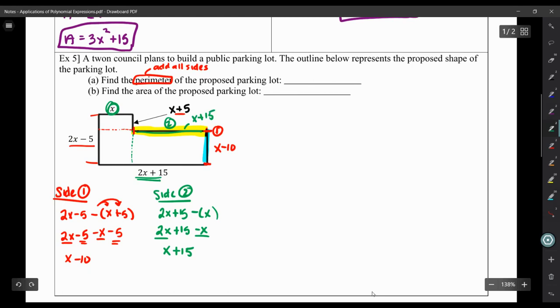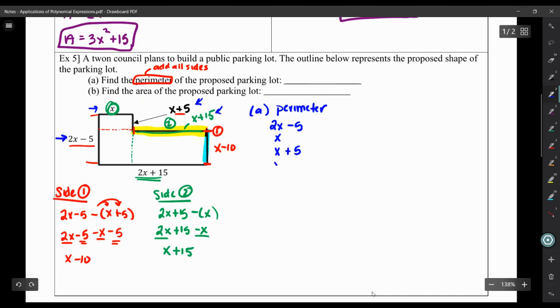Now that I have all the side lengths, I can answer question A, the perimeter. So I'm going to simply add all these sides up. I'll do it vertically. So we have 2x minus 5. That's this side here. I'll start here. This side is x, so I'll do x here. I'm going to line up my like terms. Then I have x plus 5.